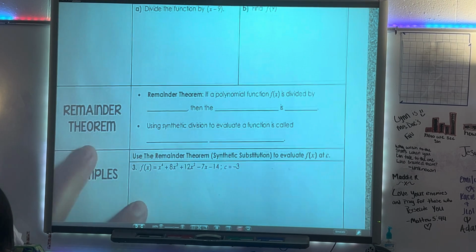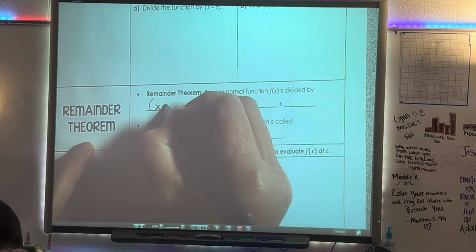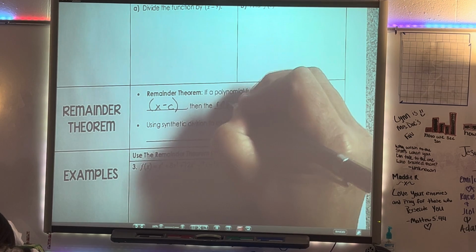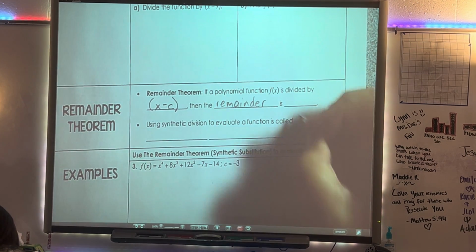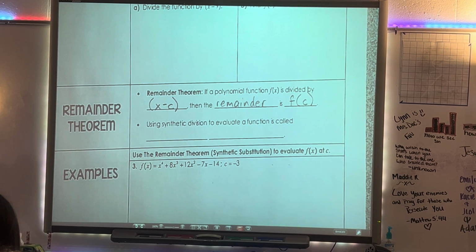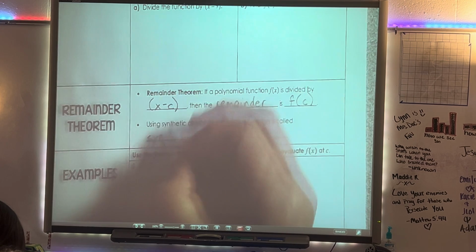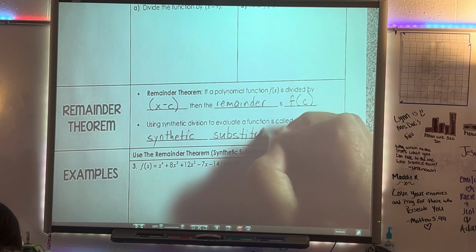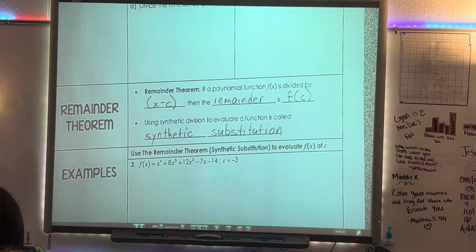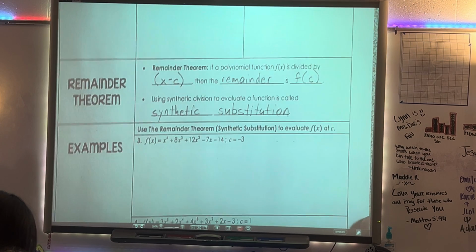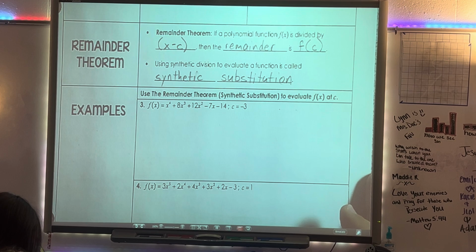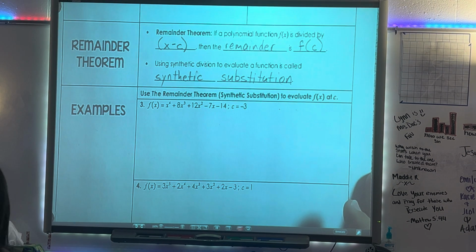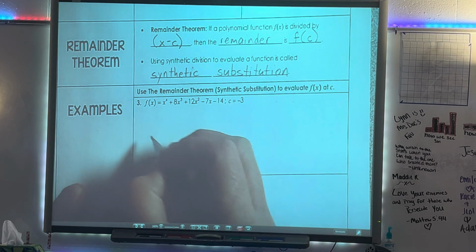So the remainder theorem says if I'm dividing by a factor x minus c, then the remainder will be f of c. So if we use synthetic substitution, that is proven. To me, it's a little bit faster to do synthetic division than it is to actually substitute that in. It really doesn't make a difference which way you do it, but they want you to use synthetic substitution to evaluate f of x. So we're going to divide by -3 here.